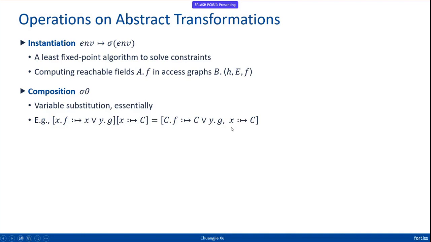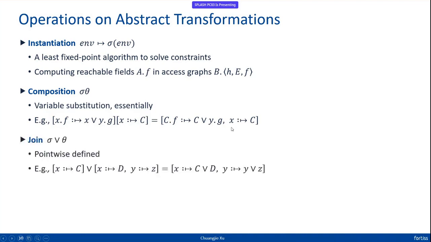So that's composition. And then similarly, we also need the join operation to model branches in the program. Here I defined the join operation pointwise. For example, here you assign x to c, and in the second one you assign x to d. Then in the joined one, you have to join c and d together and assign it to x. And for y, you have to join y or z, because you may remember that the identity assignment is essentially omitted in the definition. So you have to join it back.